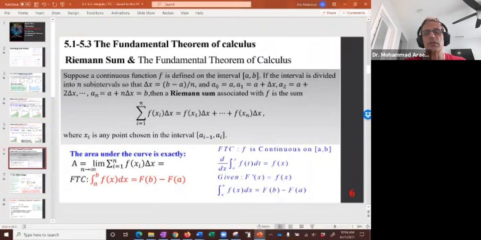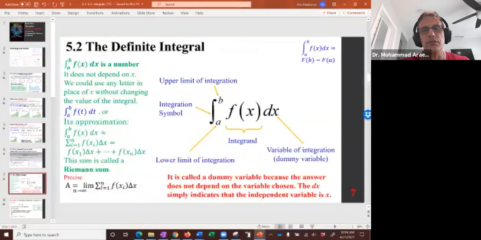So instead of using the Riemann sum, we use FTC. There are 2 of them. One of them, we evaluate the integral of f of x dx from a to b using the antiderivatives. So this is the anatomy, if you will, of the integration symbol, the lower and upper limits, the function itself, dx, and the fact that that's a dummy variable, because if you use any variable, it makes no difference. It results in the same thing. This is called a definite integral because it results in a number.